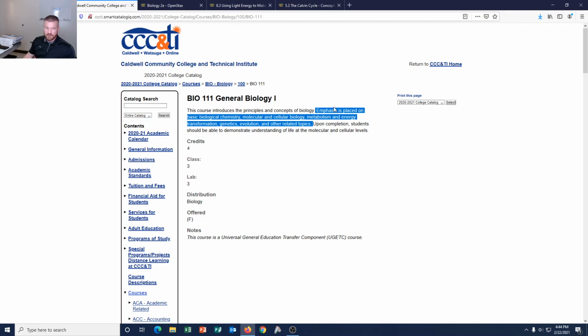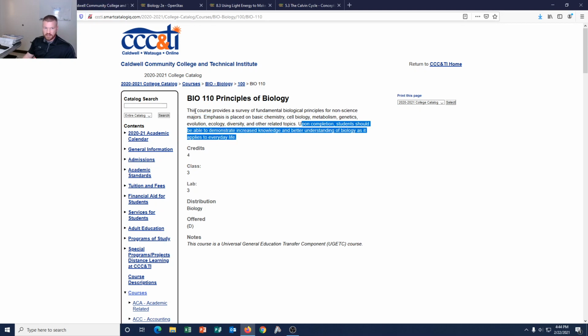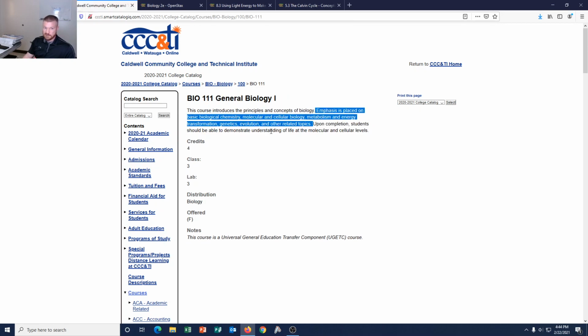When you look at Biology 111, notice here it talks about some specific things, the chemistry and the molecular and cellular biology and things like that. But notice it doesn't really talk about that everyday citizen, everyday life that 110 does. That's because, again, Biology 111 is designed really for those science majors that need the nitty-gritty so that they can take the upper level science courses or biology courses that they're going to need. And really 111 is the prerequisite to 112.